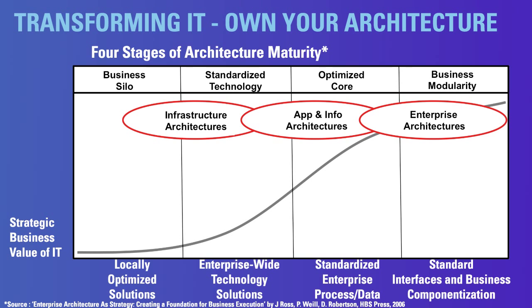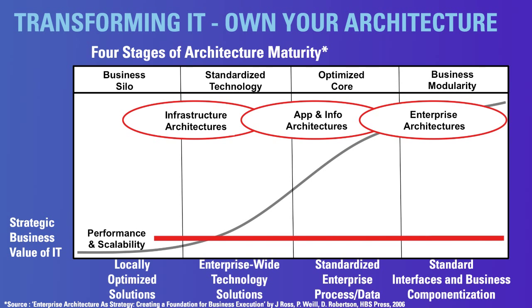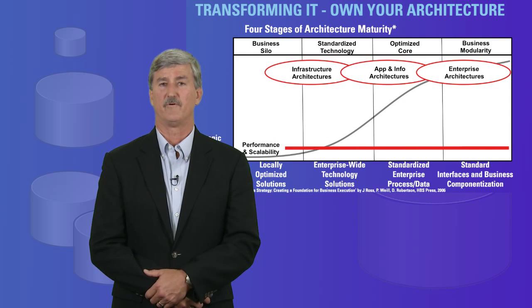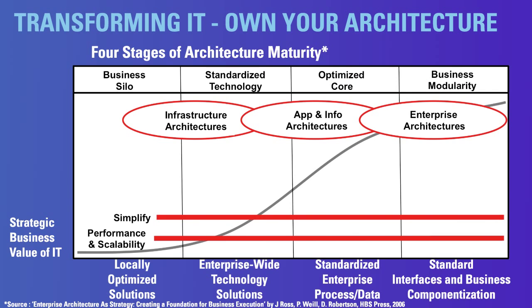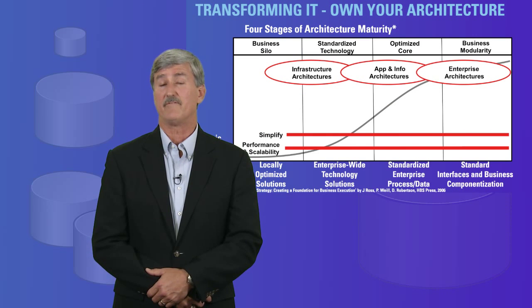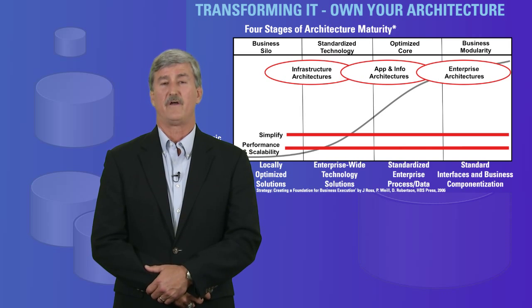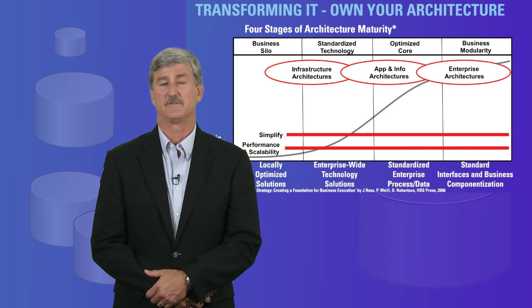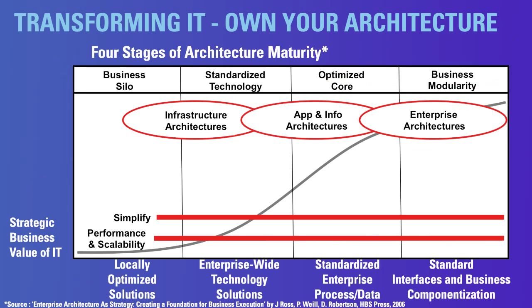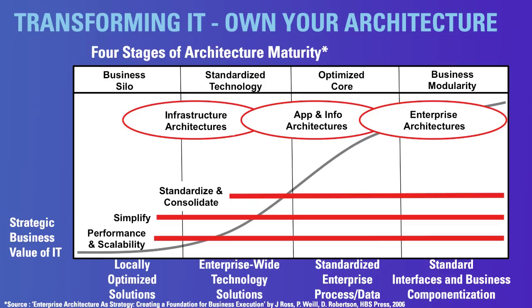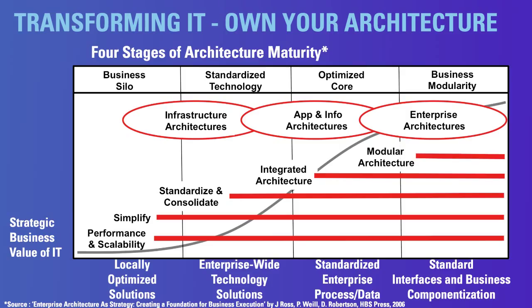The first one we talk about is performance and scalability. That's foundational. Everybody needs high-performance systems that can scale over time. But we also hear a lot about simplifying IT, so I consider that foundational also. Simplified, high-performance, scalable systems are the ones we build off of for the rest of the architecture maturity stages. Going from business silo to standardized, we talk about standardization and consolidation. Then going from standardized to optimized, integrated architectures, and eventually we get to a modular architecture.